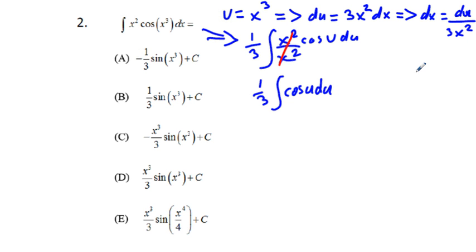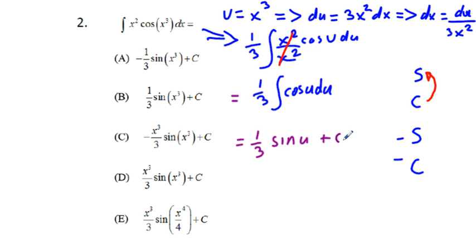Now, I show my students this whole thing, we call snow cone Santa Claus, where if you go down, you're deriving, and if you go up, you're integrating. So we're taking the integral of this cosine, and so we're going to go up here. So the integral of cosine is sine. So therefore, what we have is 1/3 sine u, and it's going to be plus c.